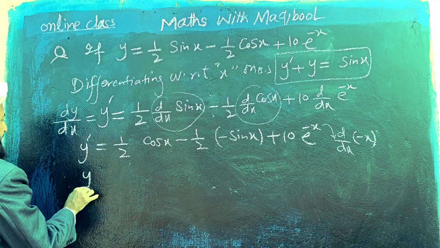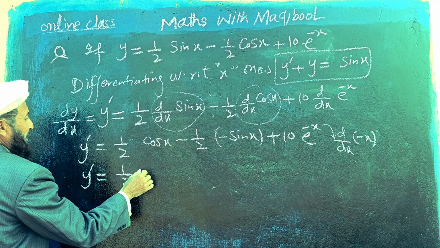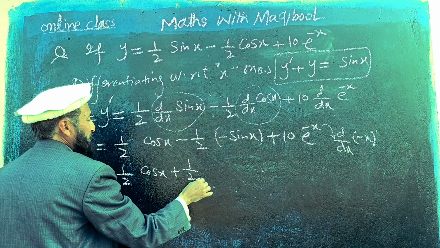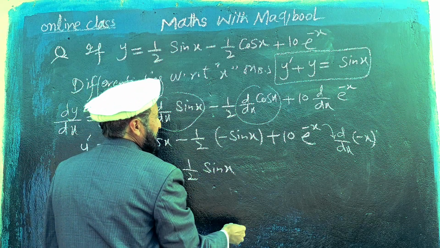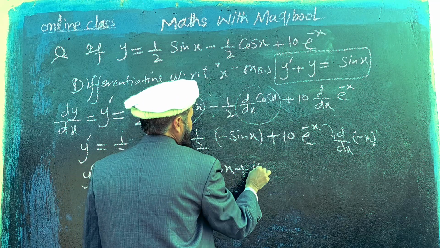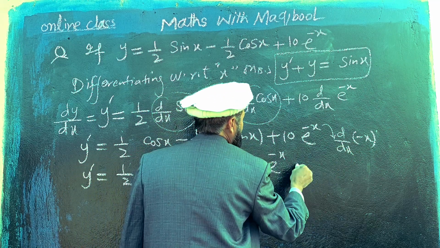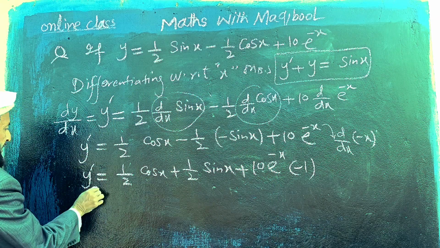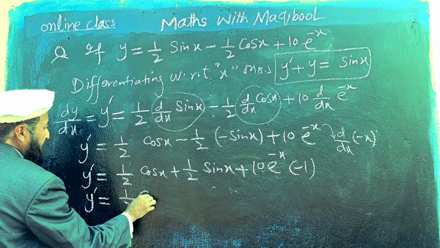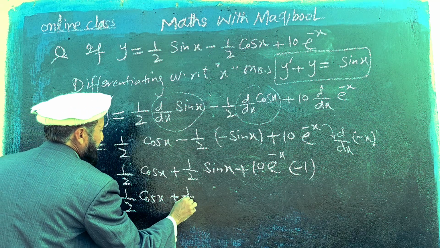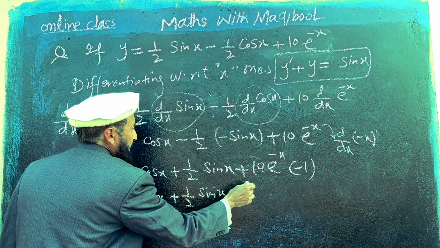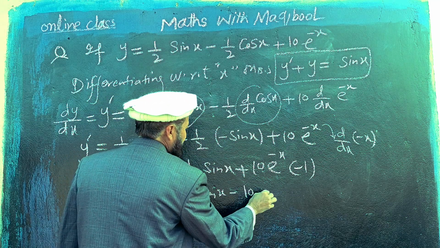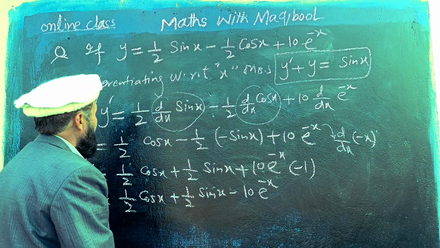Now y dash is equal to 1 by 2 cos of x, minus into minus, this will be positive, 1 by 2 sin x, plus 10 e exponent of minus x, and the derivative of minus x is minus 1. Again y dash is equal to 1 by 2 cos of x plus 1 by 2 sin of x, and minus 10 e power minus x.